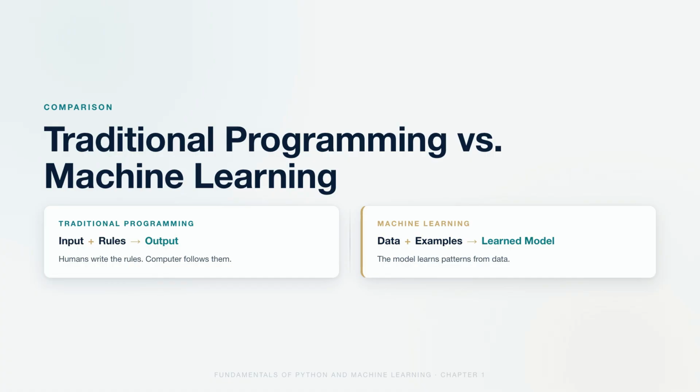Machine learning works differently. In machine learning, we provide data that has examples of correct outcomes. The algorithm studies those examples and learns patterns. Instead of the human writing every rule, the model learns from the data. That difference is one of the most important ideas in Chapter 1.